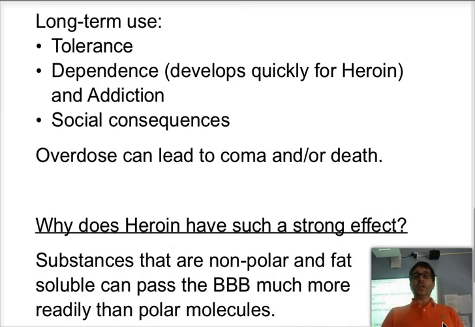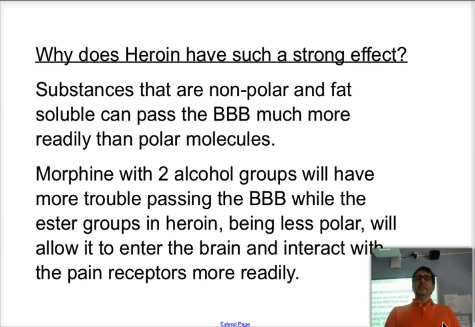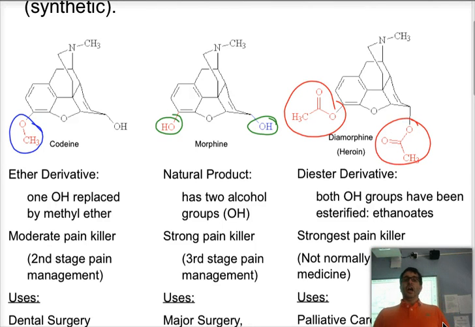So why does heroin have so much a stronger effect than the other ones? Let's just go back to the images, all right? The reason for heroin having such a stronger effect is that it's less polar than morphine, all right? And therefore it can go through the blood-brain barrier much, much more readily than morphine, and therefore be in larger concentration in the brain and interact with the pain receptors more readily. Let's look again here. If we look at this structure, we can see, again, morphine has two hydroxide groups, two alcohol groups, which are very, very polar.